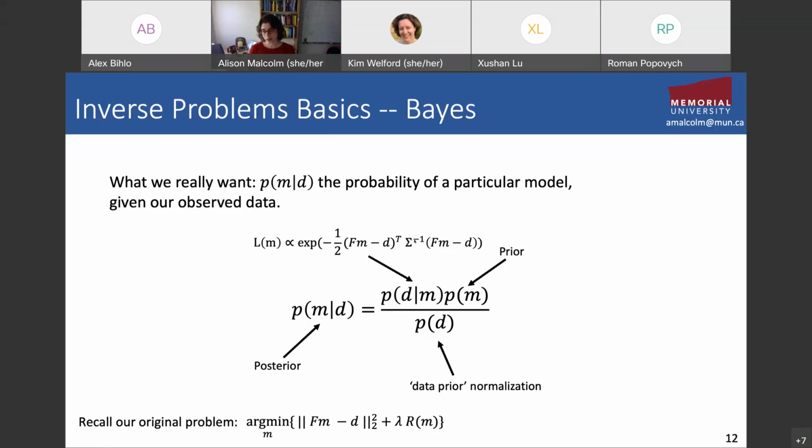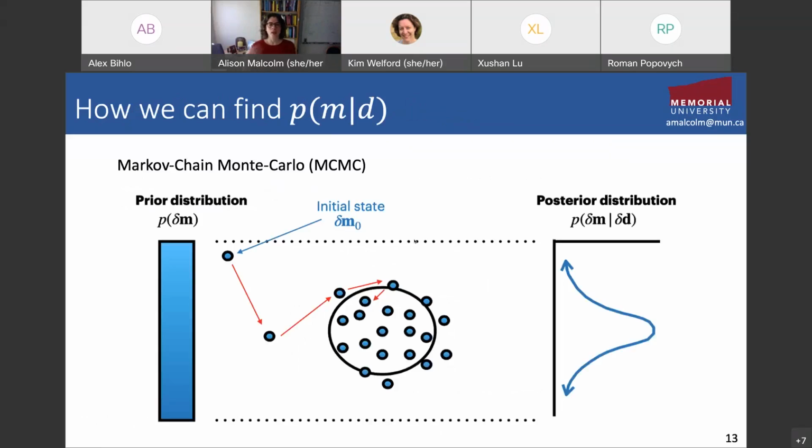Now, one way to do this is to use something called Markov chain Monte Carlo. I'm not going to go into too much detail on how this works, but the basic idea is that you start from your prior distribution and you start sampling all the possible models. For each model, you evaluate the likelihood, whether or not it fits your data. By continuing to sample this way, you end up with an estimate of your posterior distribution, the probability of your model given your data. Okay.